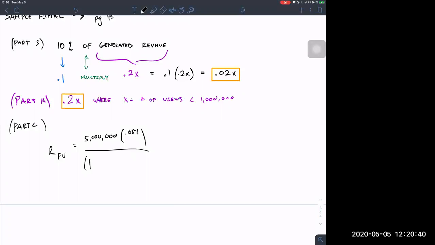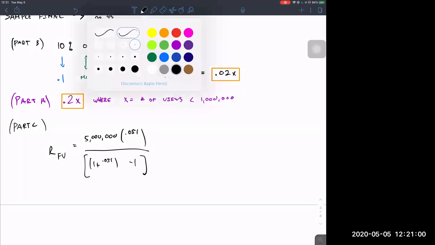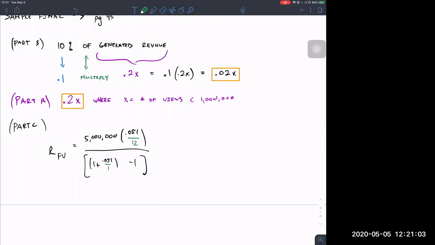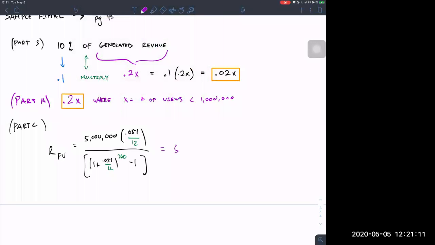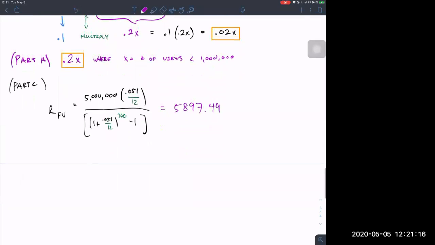And now that you're on part C, this is the first time where you can actually calculate something. That's parentheses, 1 plus 0.51 minus 1. Actually, I'll use brackets, it'll be easier to see. Over 12, 360. So this is equal to 5,897.49.